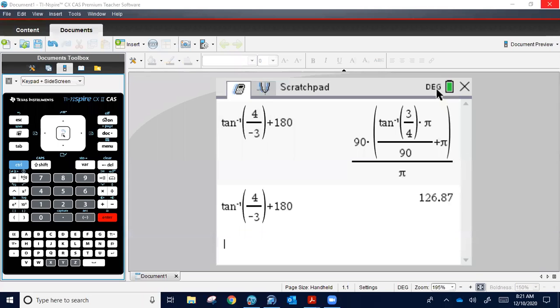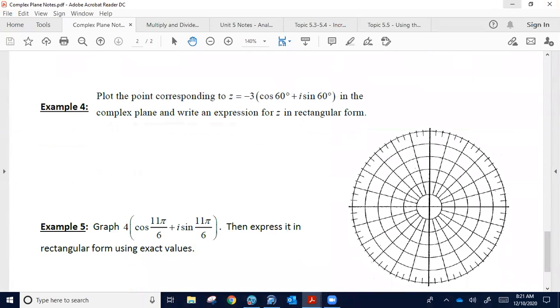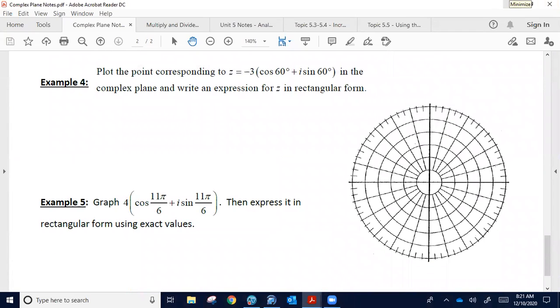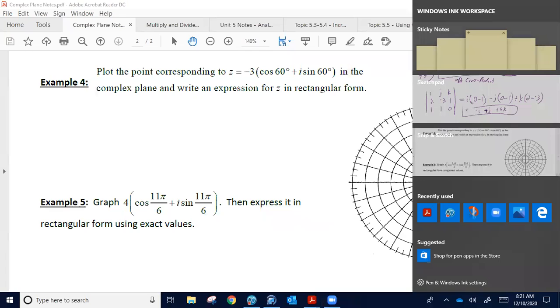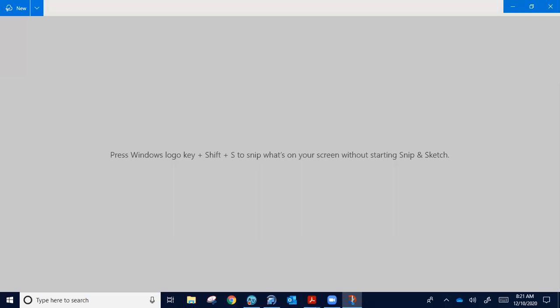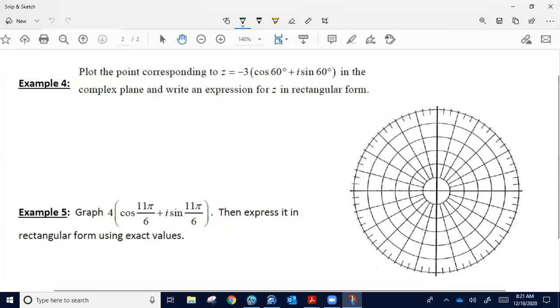All right. And then we can also go the other direction. So we have a polar complex point of -3 times cosine 60 degrees plus i sine 60 degrees. Plot this in the complex plane. So again, here's 0, 15, 30, 45, 60. I have a 60-degree angle.